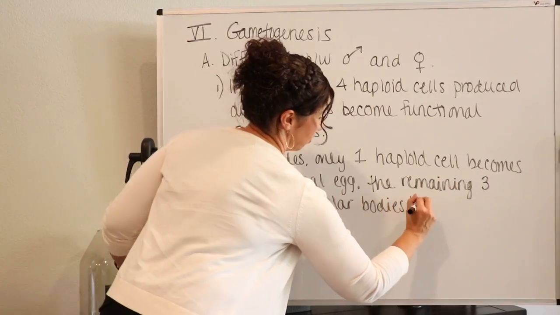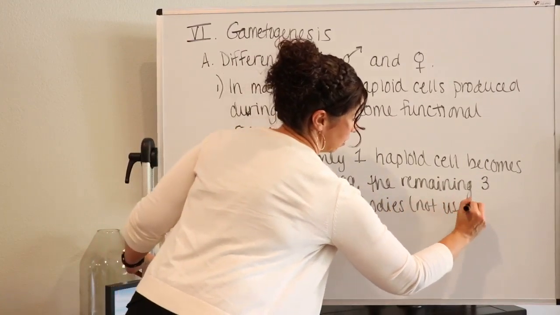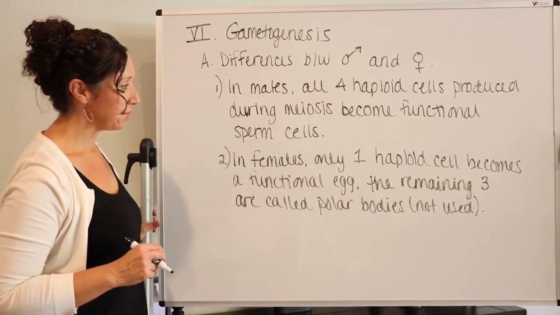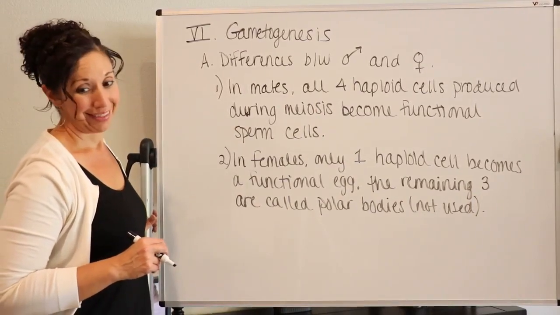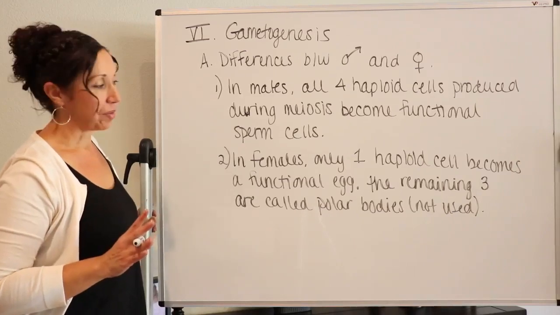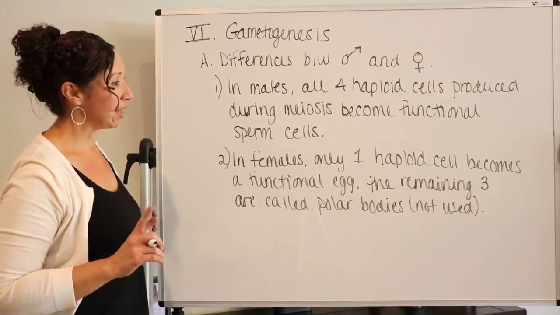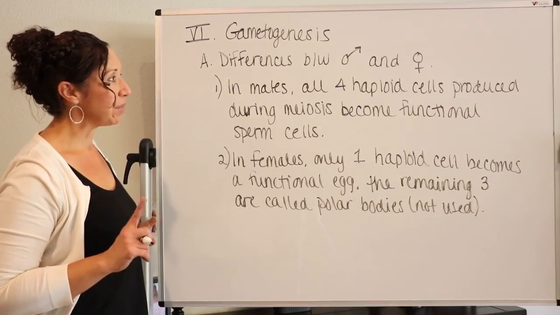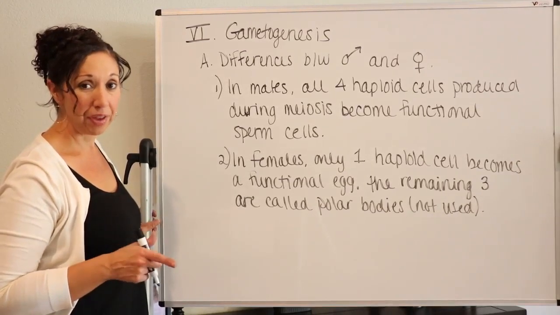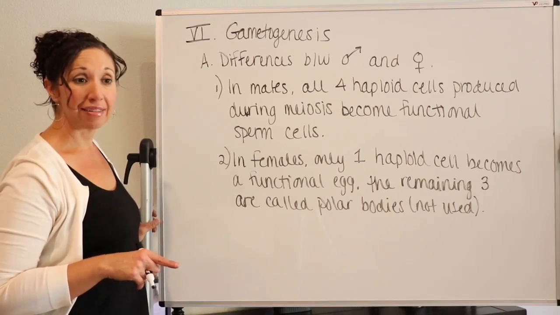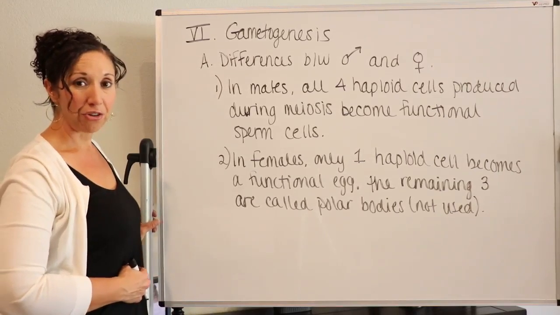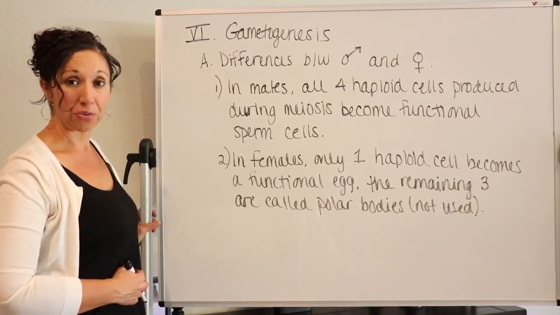And these are not used. Our bodies basically recycle them. Okay, so that's one difference. In males, the other thing that happens with meiosis or gametogenesis is that it doesn't begin until puberty. In females, it actually begins in utero, in development while you're in your mother's womb. You start creating your eggs while you're in your mother's womb.